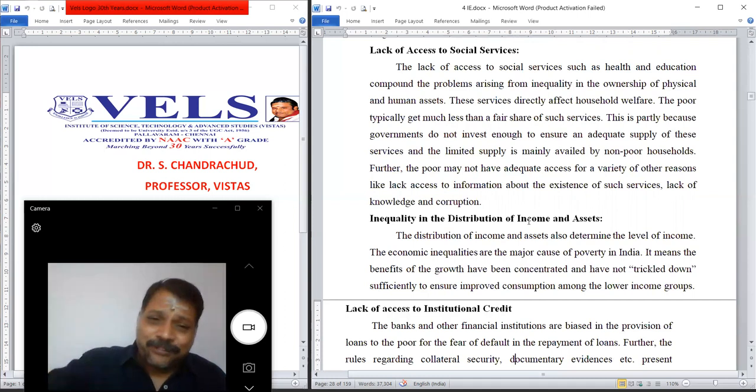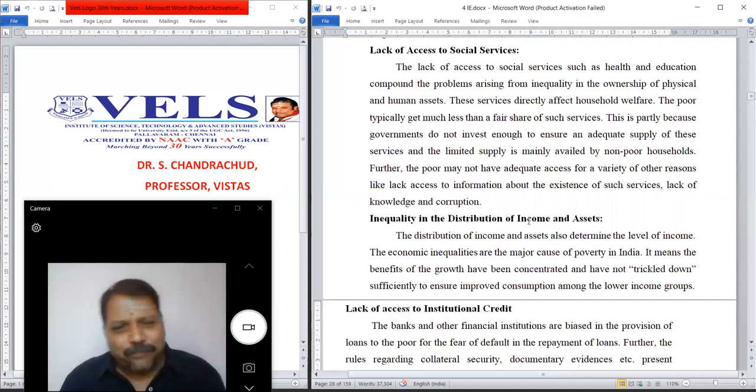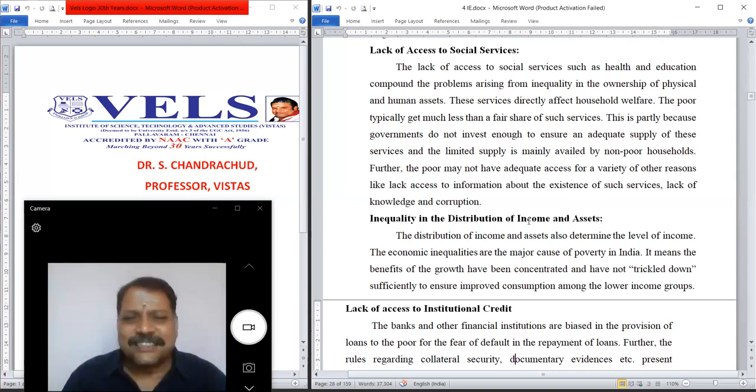The rich have become richer and the poor have become poorer. This is the current situation. That is why every year there is an increase in poverty, and the poverty line is getting low.